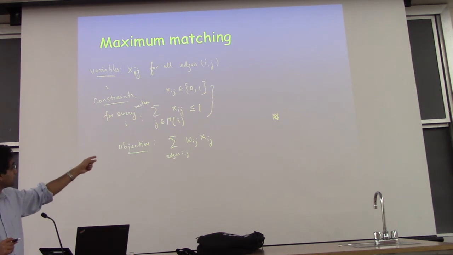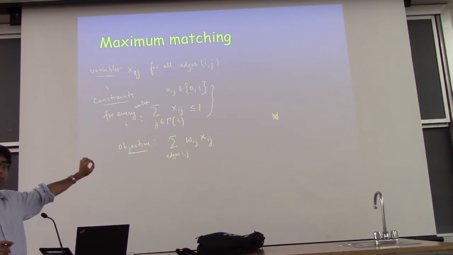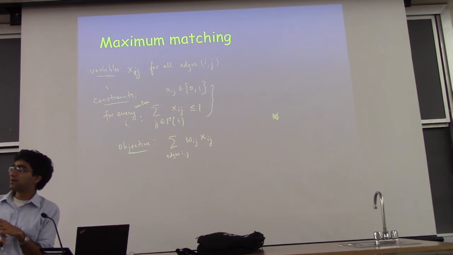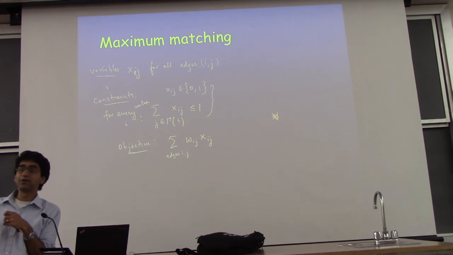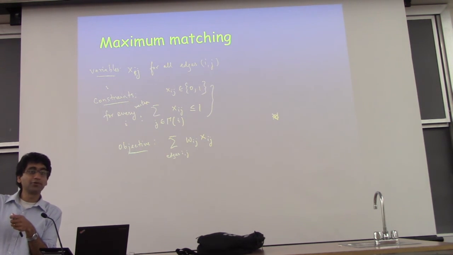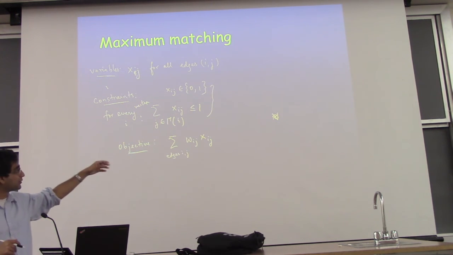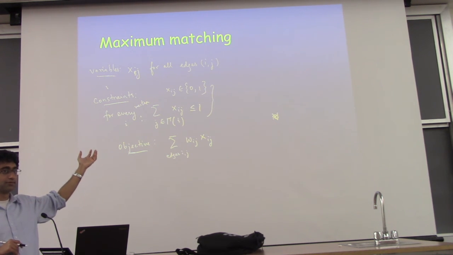But note that these weights on the edges only show up in your objective. And this is one very nice thing about this kind of linear programming approach to matching, where basically the polytope is independent of the weights, while your objective is the only thing that depends on the weights.